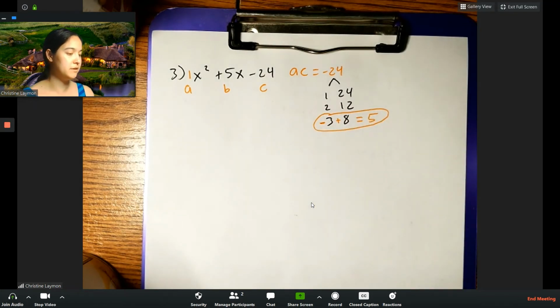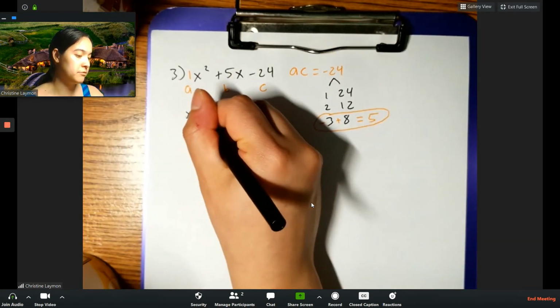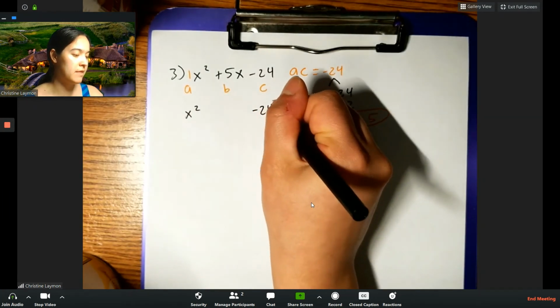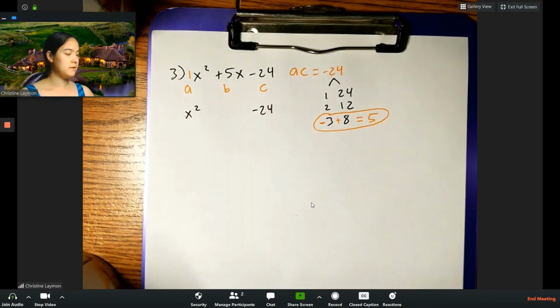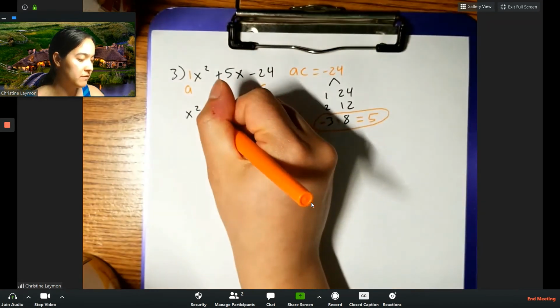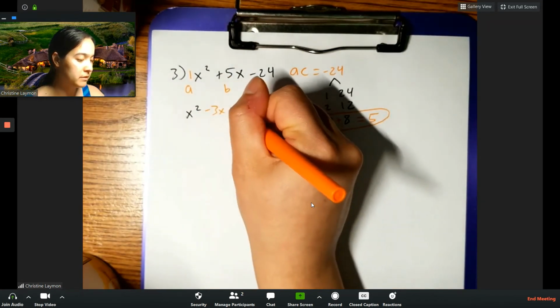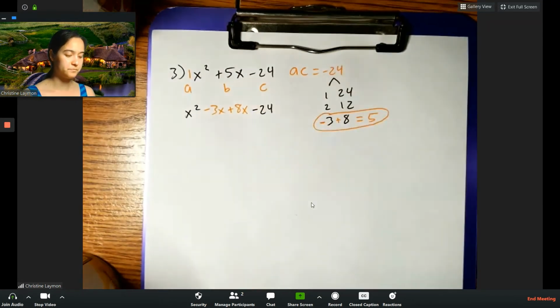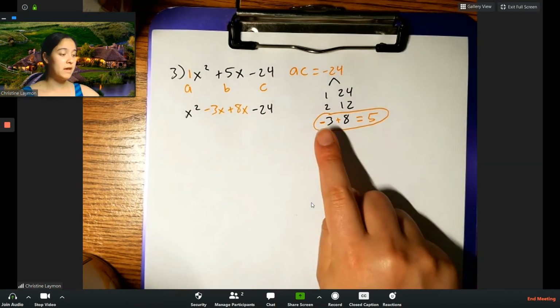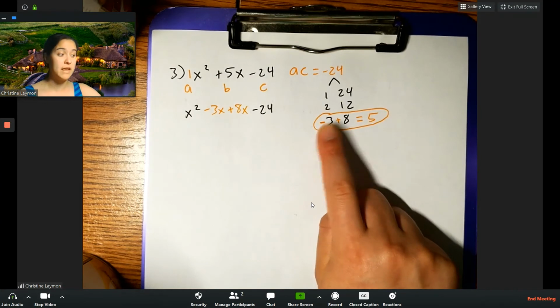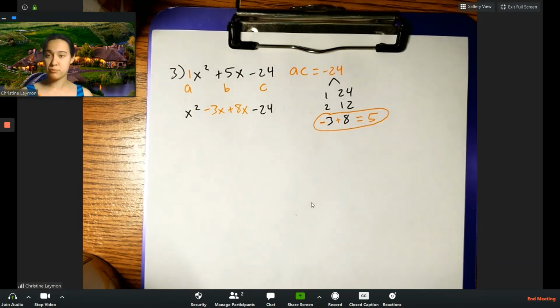Let's go ahead and fill it in. So x squared, and that minus 24. And on the inside, I'm going to have negative 3x plus 8x. Now again, based on our shortcut, we already know that the factoring at the very end will use negative 3 and 8. But I'm still proving it using grouping so you understand where the stuff is coming from. It also gives you another method you can use to solve these.